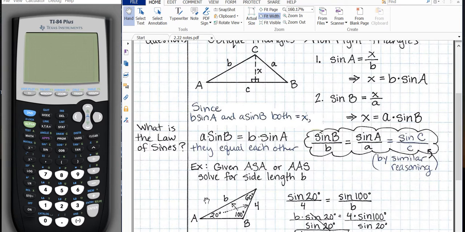What else do we notice about this triangle? What information is given? We have a 60-degree angle up here, but we don't know the side across from it, so we won't use the 60 right now. But look at angle A, it's 20 degrees, and that acute angle is directly across from this side that's labeled 4. So now we have enough information.